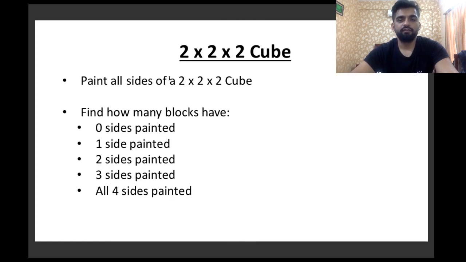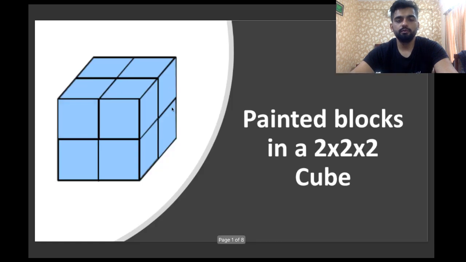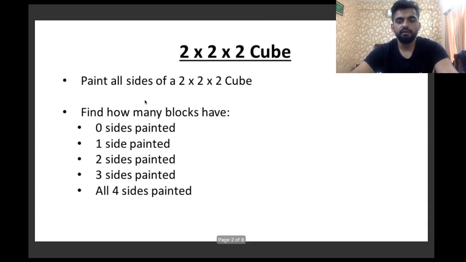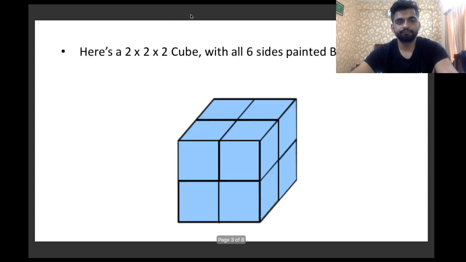Now what is happening is, when I form a 2 into 2 into 2 cube using these small cubes being put together, and I paint all the sides of the cube, the questions that usually appear in the exams are like: find how many blocks have 0 sides painted, 1 side painted, 2 sides painted, 3 sides painted, and also 4 sides painted.